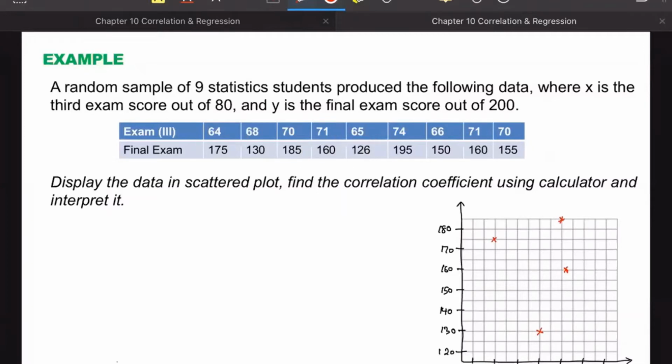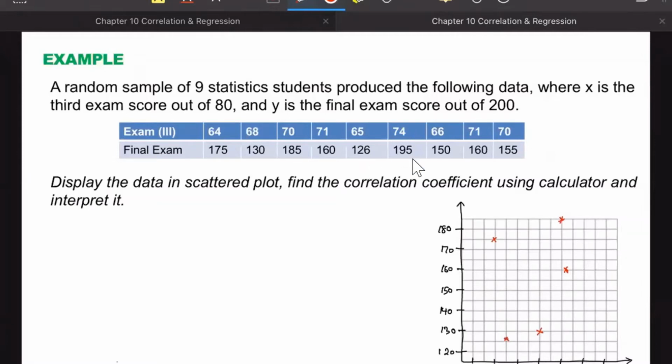65, 126. This is 64, 65, 66. So this is your 65. When it is 65, you have 126, a little bit above 125. That point. You can see it is very scattered. You can clearly see that.